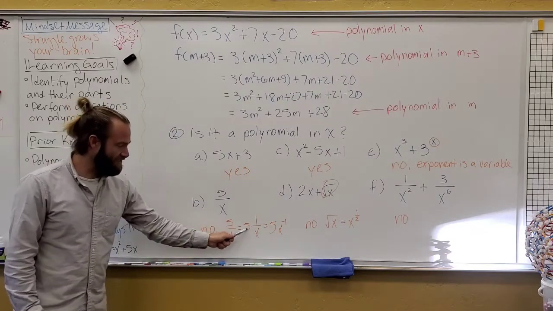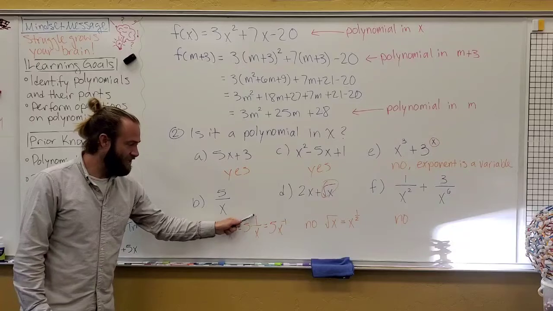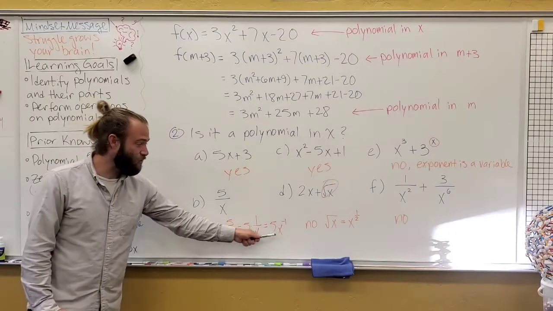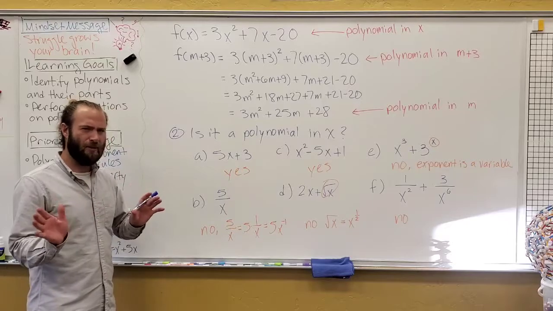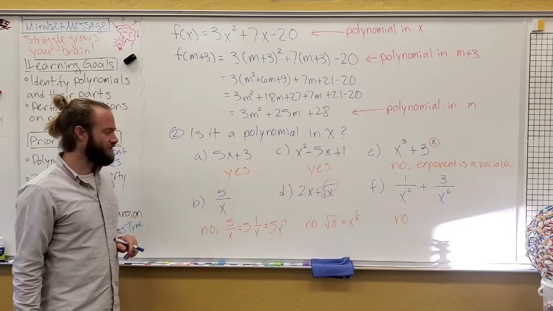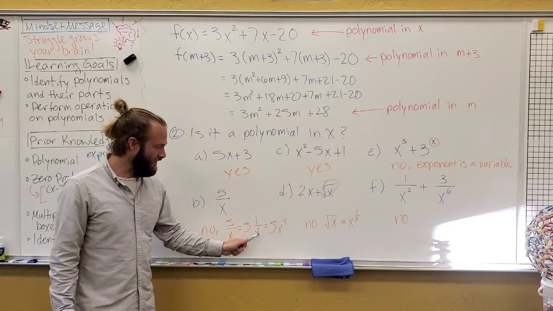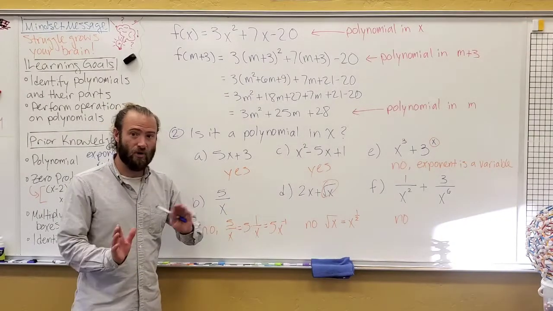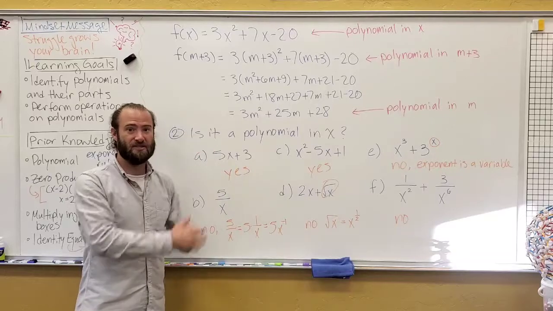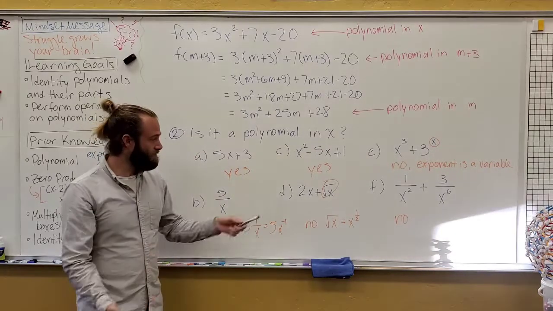However, 5 over x is the same as 5 times 1 over x. And we've learned that 1 over x is equivalent to saying x to the power of negative 1. Now don't worry if you don't remember why that works. We'll learn that again later this year. However, just realize this is dividing, but it also means it's a power of a negative number, but we can only have 0 or positive whole numbers as the power.